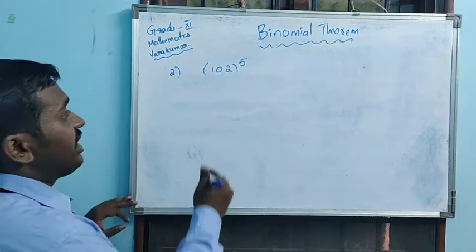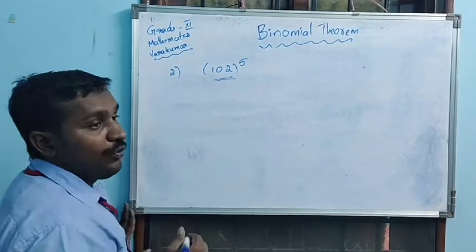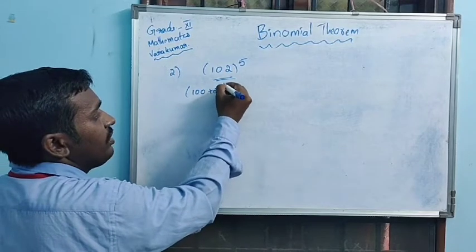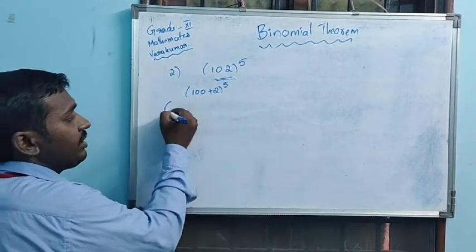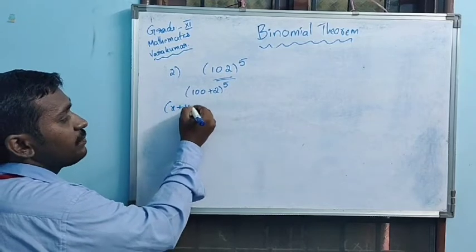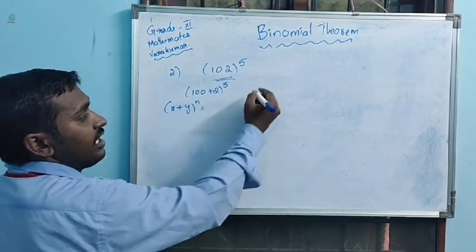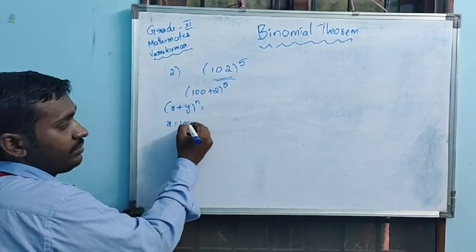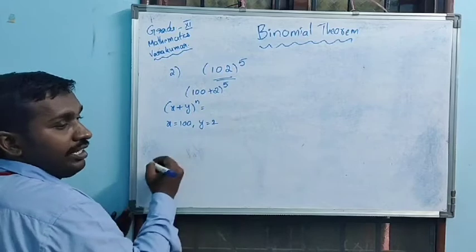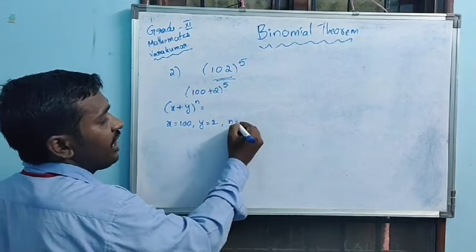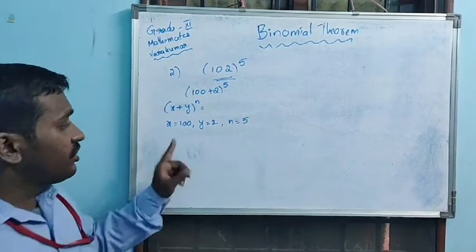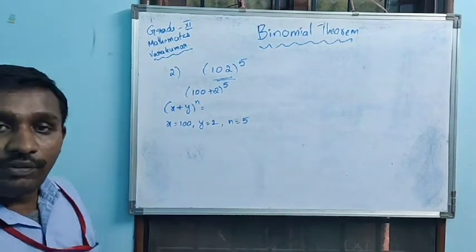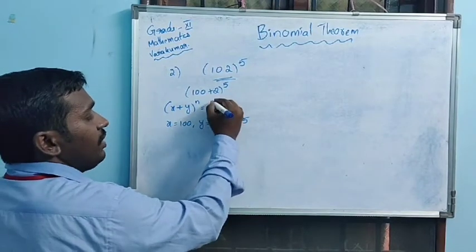Now, using the binomial theorem, how can we do it? We can write it as 100 plus 2 whole power 5. If you compare with x plus y whole power n, the x value is 100, the y value is 2, and the n value is 5. Okay, now what are we going to write?